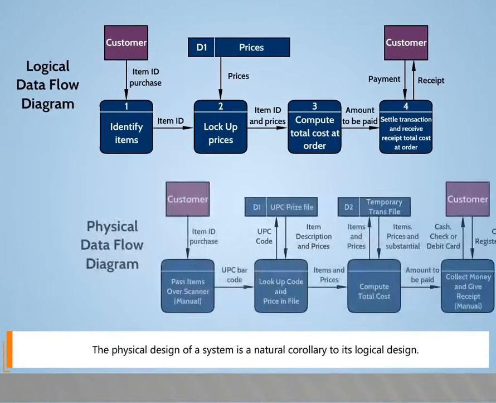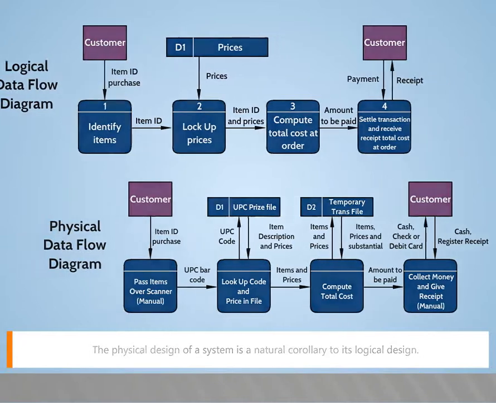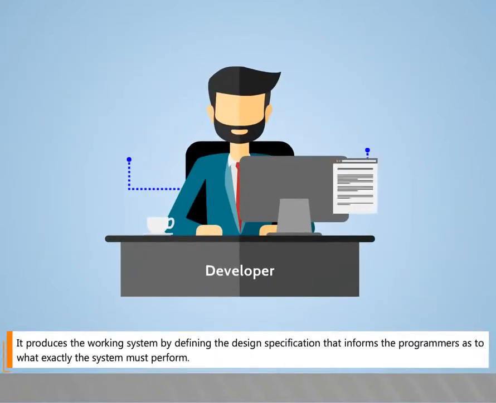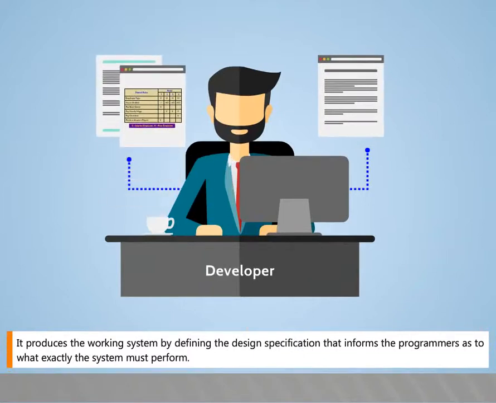The physical design of a system is a natural corollary to its logical design. It produces the working system by defining the design specifications that inform the programmers as to what exactly the system must perform.